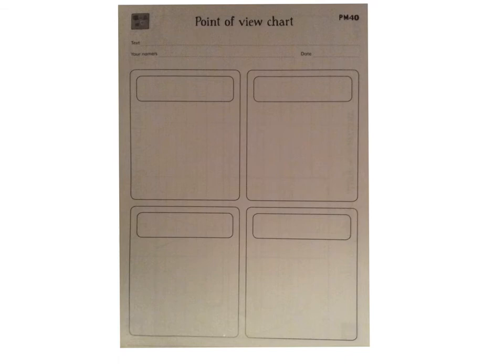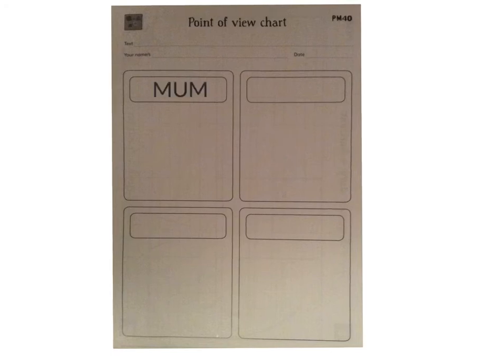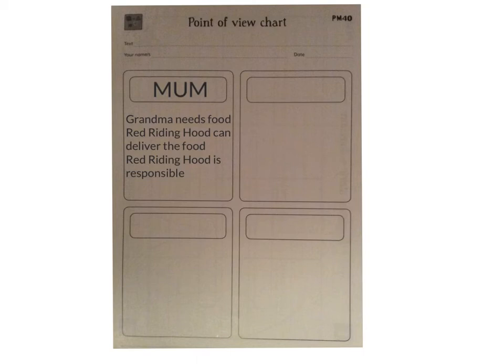Okay, I hate to stop the story there, but I know that you know how it ends. We're going to go back and have a look at our point of view chart now. So we're going to think of 4 characters from the story and what their thoughts were around what was happening. So first of all, thinking about Mum. The things that Mum was thinking was that Grandma needs food, Red Riding Hood could deliver the food, and that Red Riding Hood is responsible, and she knows that she can go to Grandma's and give her the food.